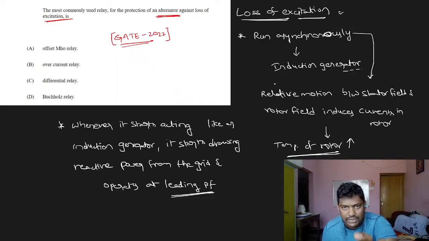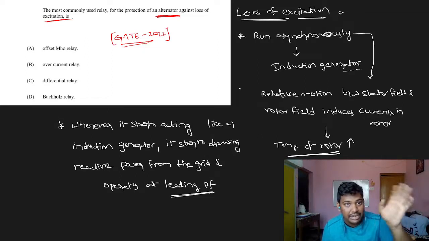So what happens when excitation is lost suddenly means it will run asynchronously. Synchronous machine, that is synchronous generator, that is alternator, will run asynchronously. That is indirectly it behaves like an induction generator. So whenever induction generator action comes, it starts drawing more and more reactive power from the grid, and it behaves like it is acting at a leading power factor, right?